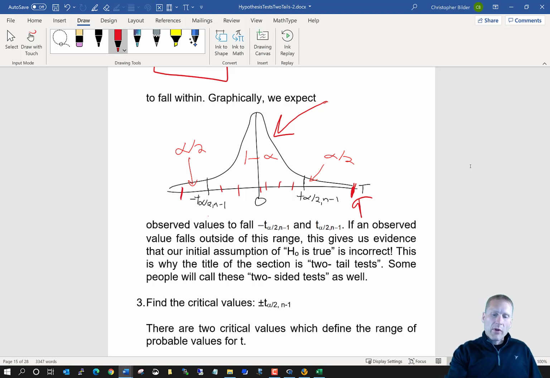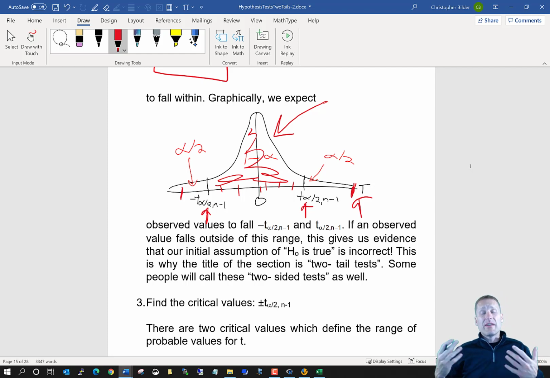And so what these quantiles from the t distribution give you is like the border between what you would expect to happen, meaning in between here, versus what you would not expect to happen if the null hypothesis was true. And so if I do get a value out there, or out there, then, hey, something's wrong. I think my null hypothesis that I'm stating is actually incorrect.